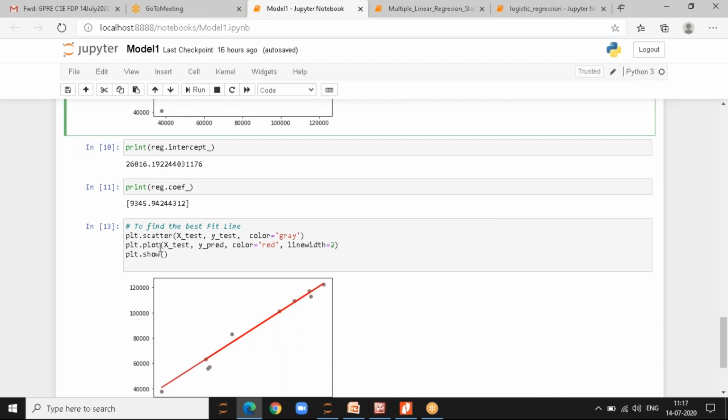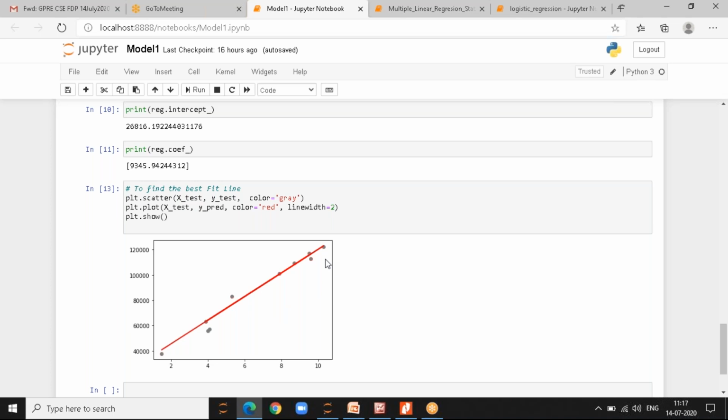For this we use the function xplot, which tries to derive a best fit line covering all these data points. So this is my best fit line, which is covering all my predicted values, right? And I found some data points like this and this which are away from this best fit line. So these points I should take into consideration in order to find my error rate.